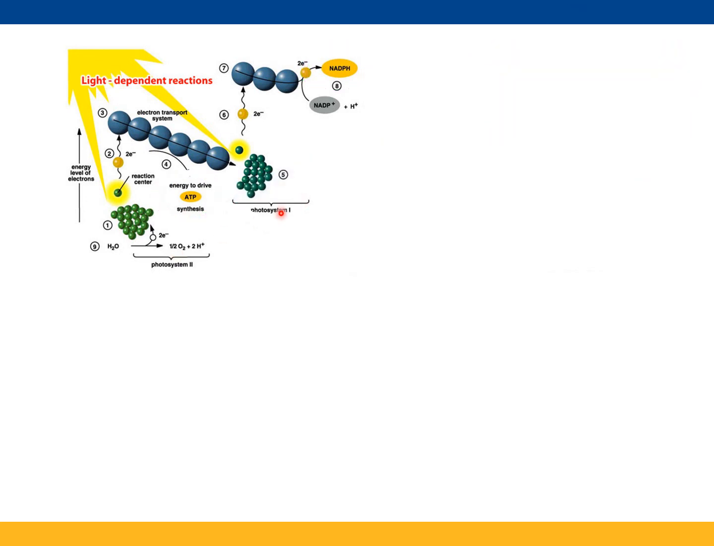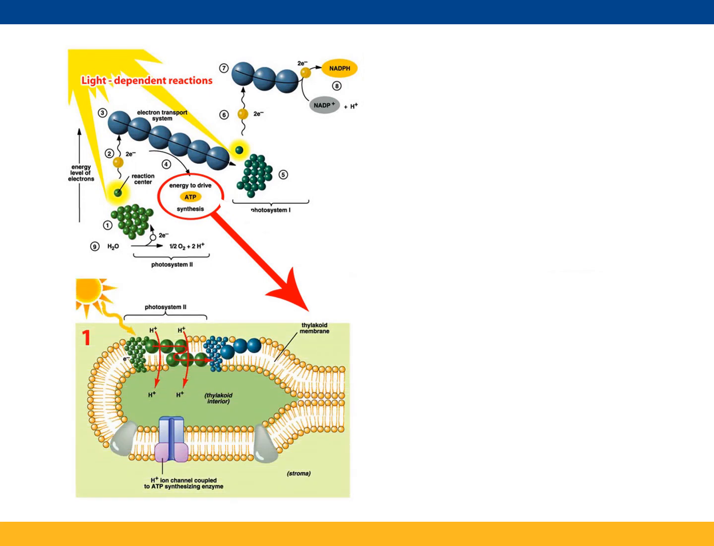So we have two photosystems, photosystem 1 and photosystem 2. The first photosystem we encounter is actually photosystem 2, and it's in between photosystem 2 and 1 that we generate most of our ATP. We're going to do that using chemiosmosis.